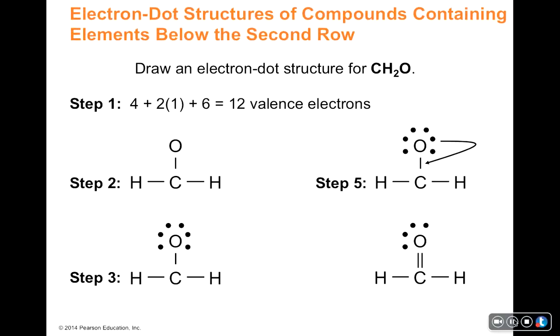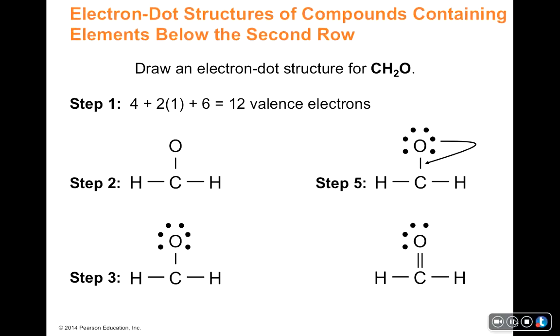So again, step 1 is to calculate the total number of valence electrons. So carbon is in group 4, so there's 4. Each hydrogen has 1, so that's 2 times 1. And oxygen has 6. So we have a total of 12 valence electrons that we need to show in our structure. Step 2 is arranging the atoms. We put carbon in the center, hydrogen off of the carbon, oxygen off of the carbon as well.